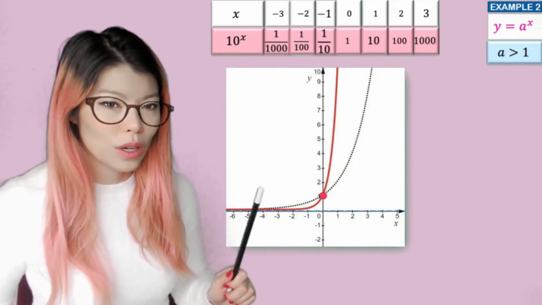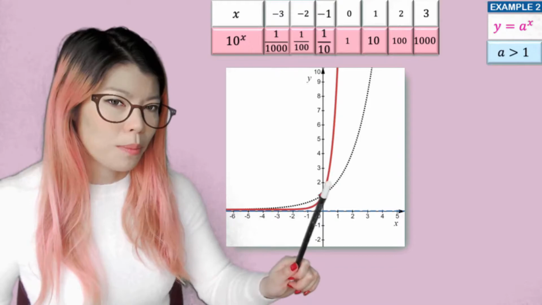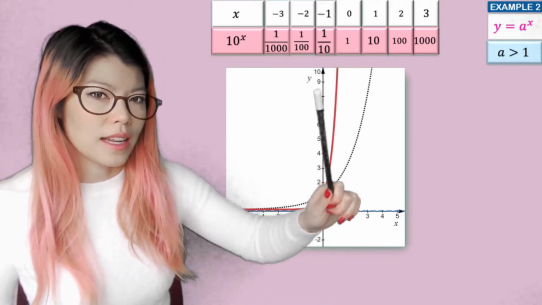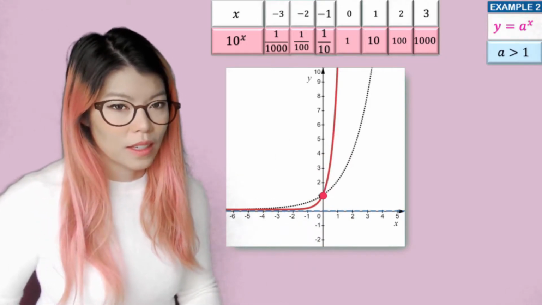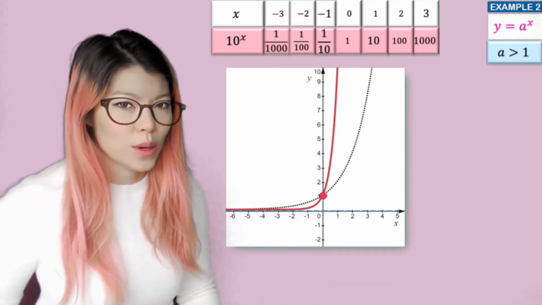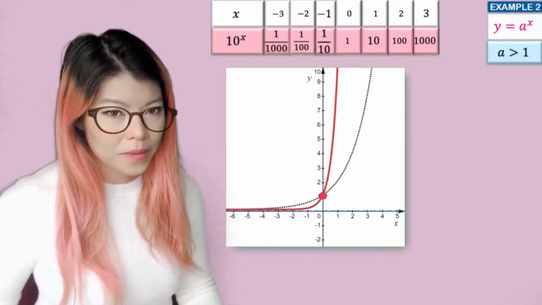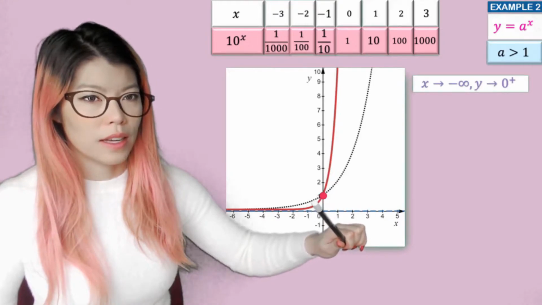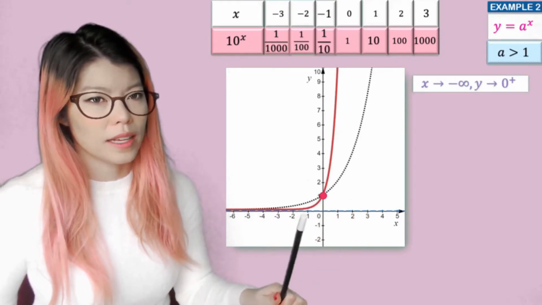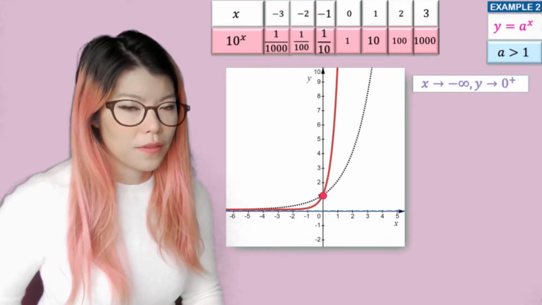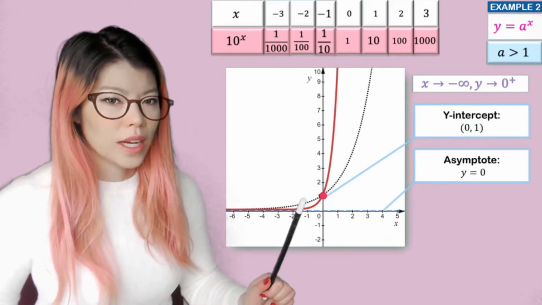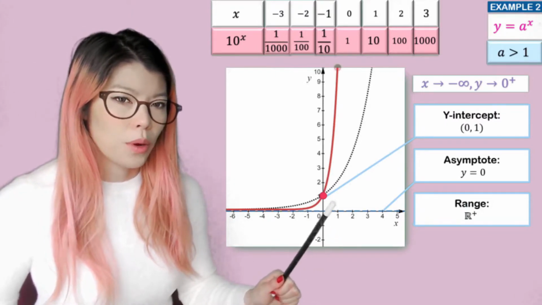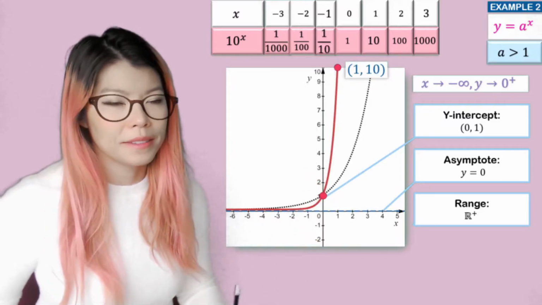So this graph will look like this. It shoots up even faster. The black line is 2 to the x. This red line is 10 to the x. So you can see that 10 to the x is going up a lot faster. We still have the asymptote. We still are approaching 0 from the positive side as x is approaching negative infinity. And the y-intercept is still the same, but now it goes up faster. So how do we make it look different when we're sketching? The point to mark is now (1, 10), not (1, 2).